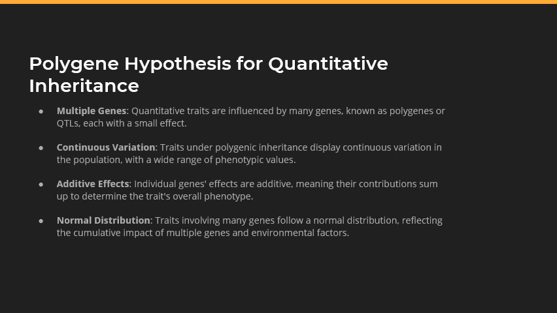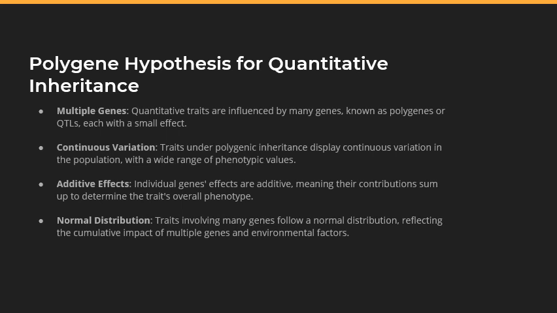So, let's talk about multiple genes. According to this hypothesis, quantitative traits are controlled by the action of multiple genes, often referred to as polygenes or quantitative trait loci, QTLs. Each of these genes has a small effect on the overall phenotype of the trait.